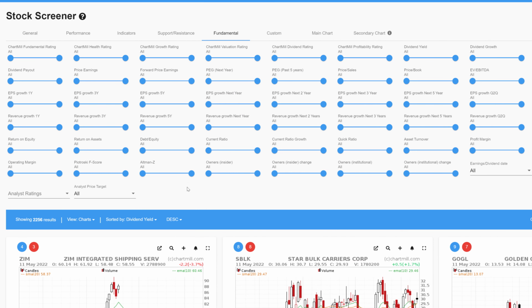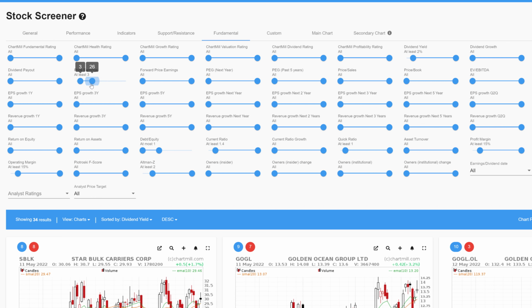So debt to equity at max 1, operating margin and profit margin at least 15%, an Altman Z-score of at least 2, the current ratio 1.4 or higher, and a quick ratio of 1. And then I had also two more additional filters, a dividend yield of at least 2% and the price earnings lower than 15 but higher than 3.